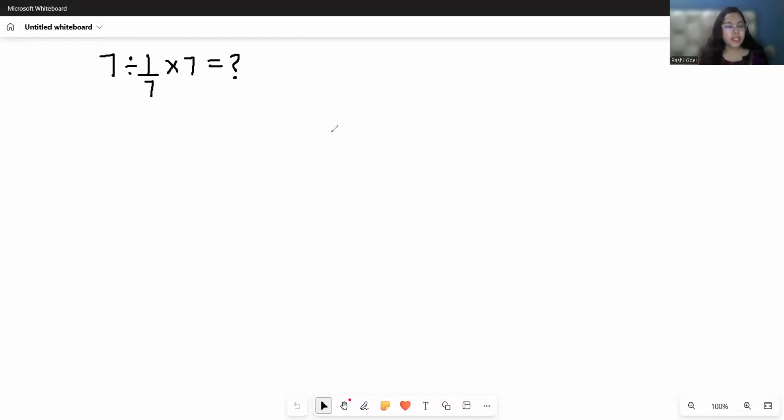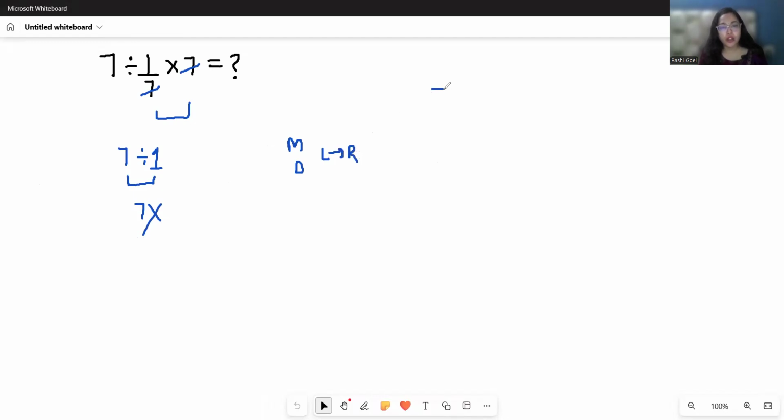7 divided by 7 times 7. So people cancel out 7 and 7. So what is left? Then 7 divided by 1 and 7 divided by 1 gives 7, which is the incorrect answer. As per order of operations, multiplication and division both have the same priority, but we have to solve it from left to right.